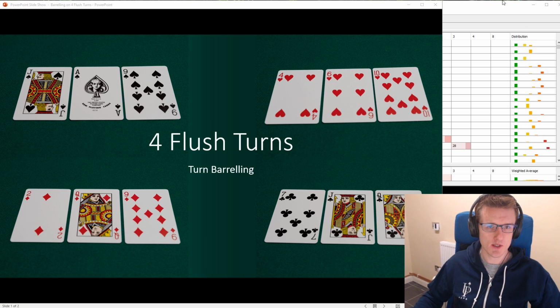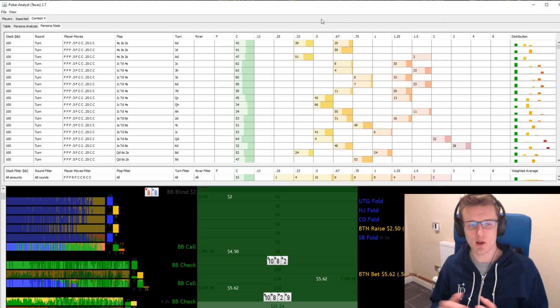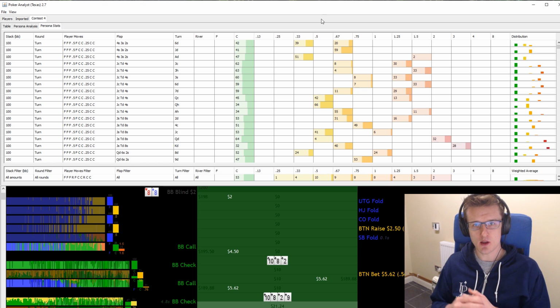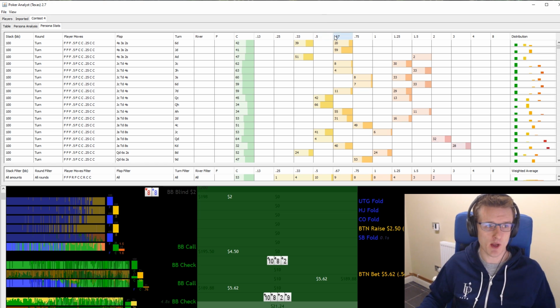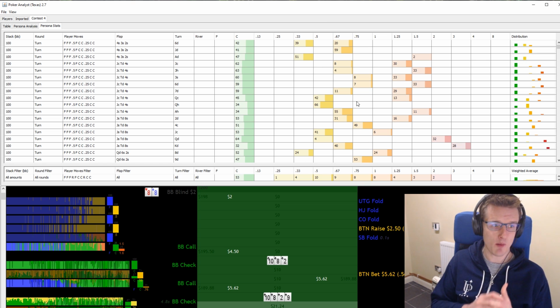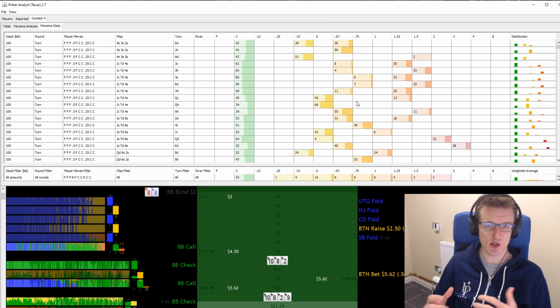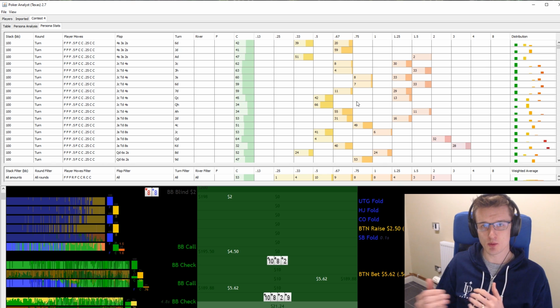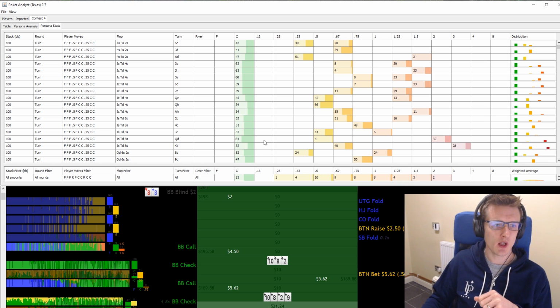So let's go into the solver that I've used in the last couple of videos. Again, just to repeat, this solver works out bet sizings itself, so we've got a range of different bet sizes here that you can see. At the moment it's filtered for nothing, so we've got all spots where we're able to barrel the turn, after all sorts of different flops and flop sizings. You can see that we're checking 53% of the time here, so that means we're wanting to barrel the turn 47% of the time.